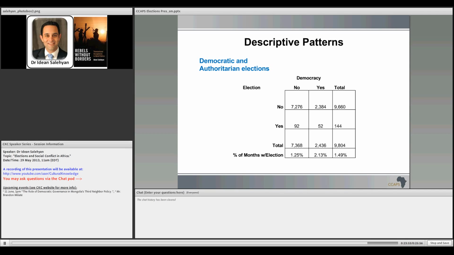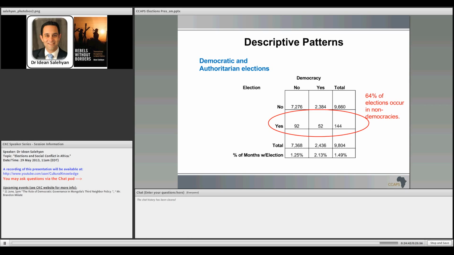And then finally, this slide shows descriptively the frequency of elections in democratic and non-democratic contexts. The columns refer to whether or not an election is held at all, whereas the row looks at whether the country was ranked by the Polity Index as being a full-fledged democracy or not. This is the row to focus on here. Over the time period we're looking at, there were about 144 executive elections across the African continent. 92 of those, so a majority, almost 2/3 of all elections in Africa, occurred in non-democratic settings.